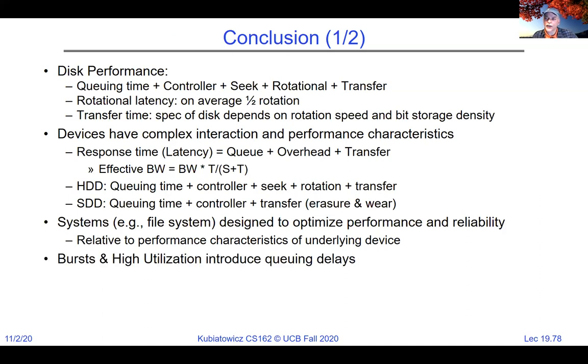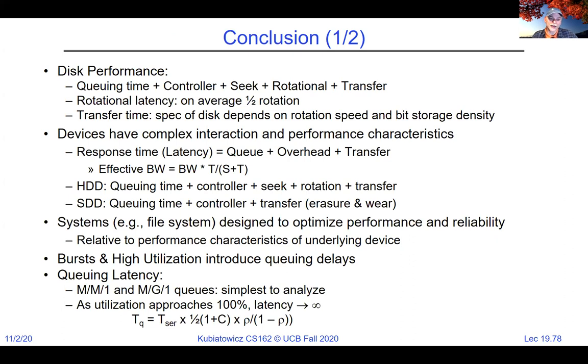And the other thing that we talked a lot about today is the fact that bursts and high utilization introduce queuing delays. Finally, this queuing latency for M/M/1, which is memoryless input, memoryless output, one queue, or M/G/1, memoryless input, general output, one queue, is the simplest to analyze. Basically, you can say that the time in the queue is the time to service times 1/2 (1 plus C) times rho over 1 minus rho. And that goes to infinity as utilization goes to 100%.